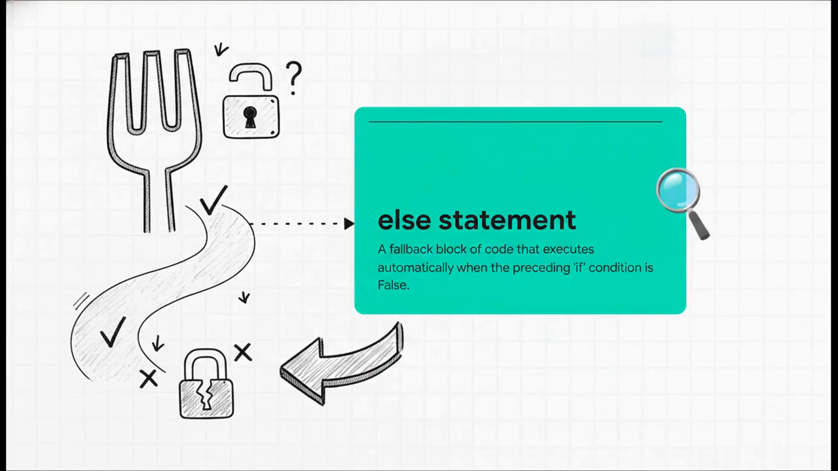So, when the answer to a comparison is a big no, or false, the else statement steps in as a default fallback. It's a simple fork in the road. Does the user have the correct password? If yes, the path unlocks and they log in. Else, the path remains locked and we throw an error message. Notice that the else block never has a condition next to it. It's simply a catch-all for absolutely everything the if statement rejects.